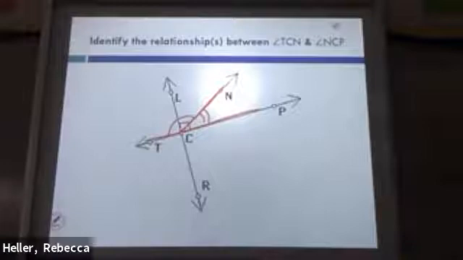No, one of them says complementary as a, even though you see the box there, that wouldn't apply to those two angles because the first one is way bigger.